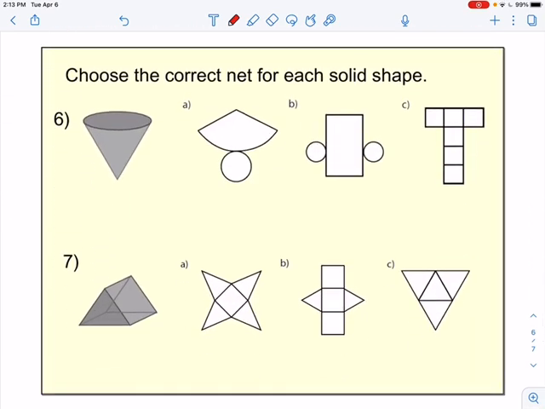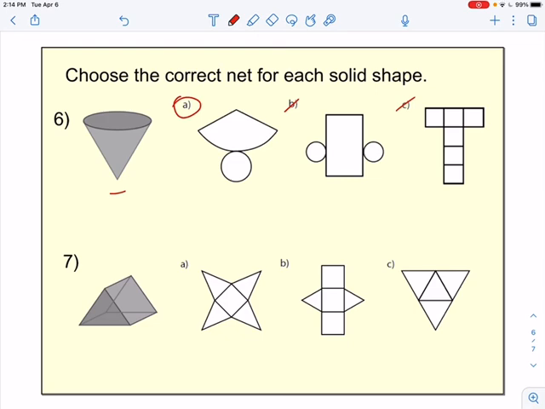Okay, so for 6 and 7, we want to choose the correct net for each solid shape. Again, a net would be, if you cut out those figures and then tried to fold it, which would give you back the cone. Looks like choice A is going to work right away for number 6. If you folded choice B, it's going to give you a soup can, a cylinder. That's not a cone. And if you folded C, you're going to end up with a cube. So that's not going to give you your cone back here.